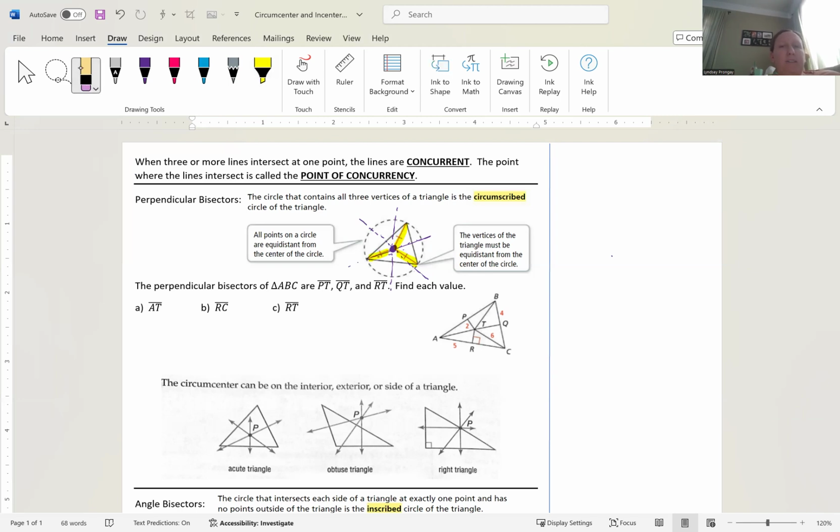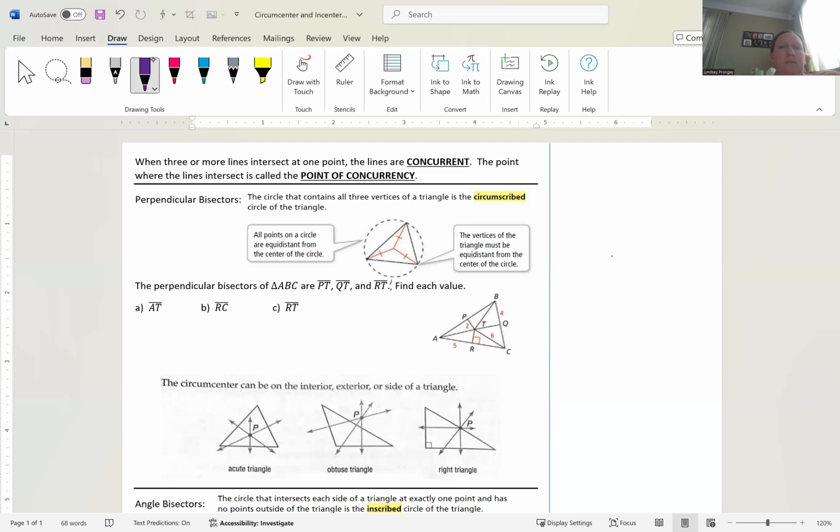And why this is cool, we have to talk about some circle vocab, which I know we haven't done circles yet. But when you have a circle that goes around a shape, where the circle is lying on all the corners of that shape, in this case the shape is our triangle, we call that circumscribed. So the circle that contains all three vertices of a triangle is the circumscribed circle of the triangle.